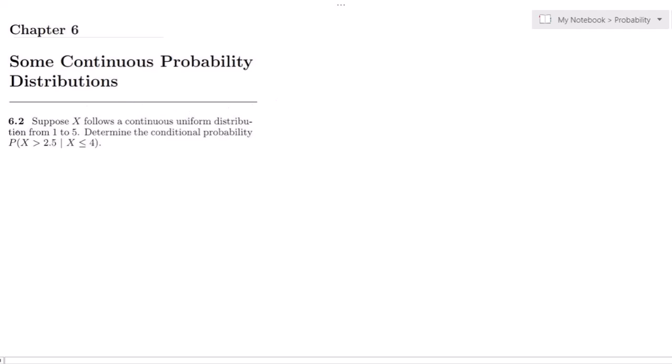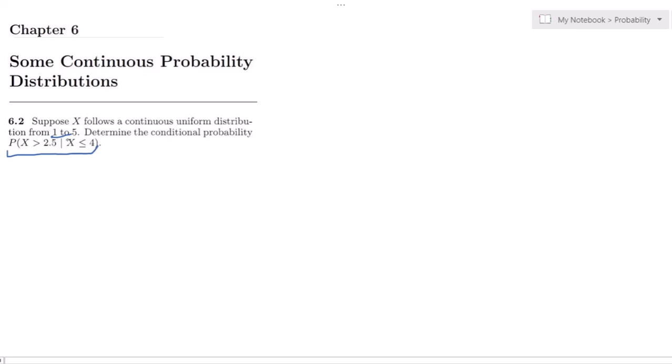Welcome back, guys. This is question 6.2, and the statement of this question is: suppose x follows a continuous uniform distribution from 1 to 5. Determine the conditional probability that x is greater than 2.5 given that x is less than or equal to 4. So what does it mean?